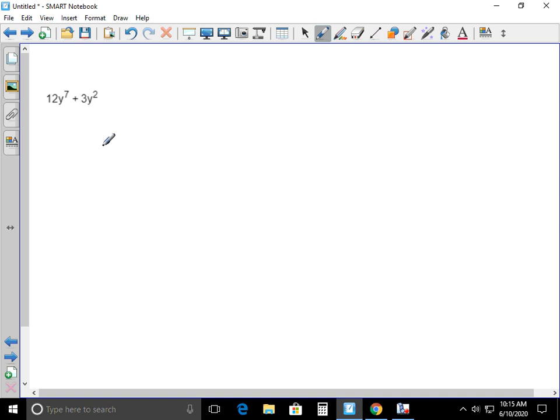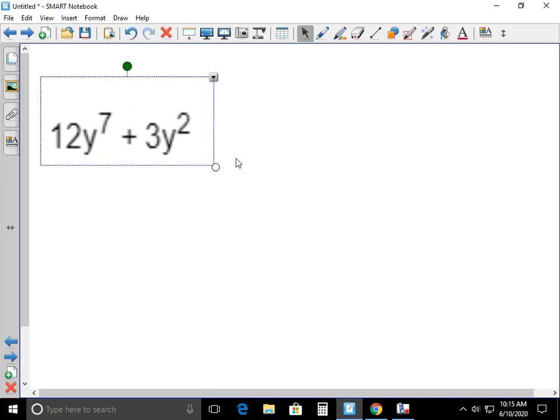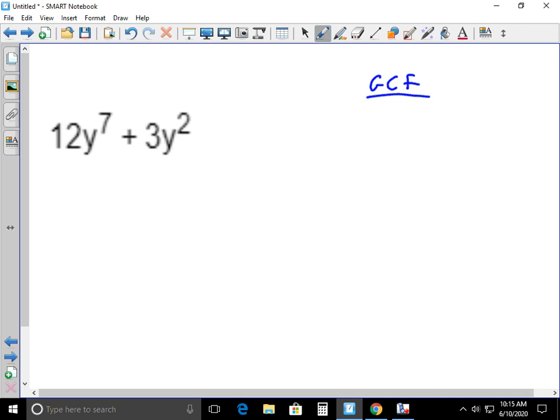Factor just means it's written as a product. So here we want to factor these. We want to find out what is our greatest common factor. What number goes into 12 and 3? Well, 3 goes into both of those. And how many y's do we have in common? We have at least 2 y's in each term.